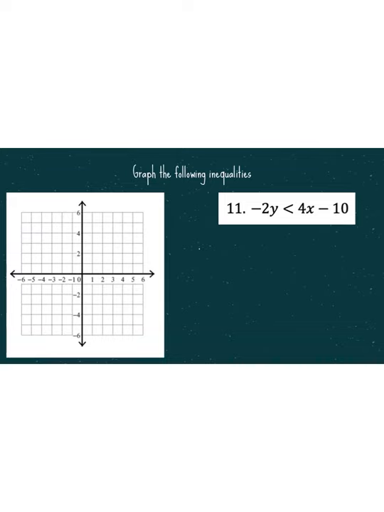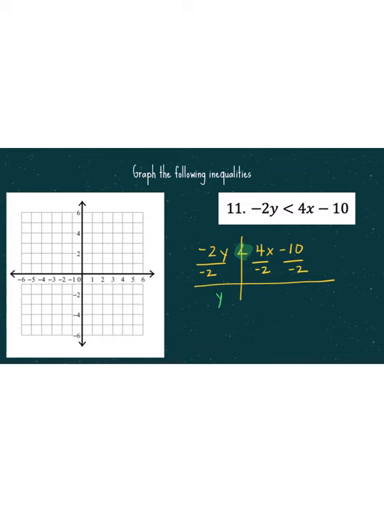Okay, number 11, we have negative 2y is less than 4x minus 10. Okay, so we don't have y by itself, so we got to start by getting y by itself. So negative 2y is less than 4x minus 10. Okay, this is saying negative 2 times y. So the opposite of multiply is divide. So I'm going to divide by negative 2 here, divide by negative 2 here, and divide by negative 2 here. Okay, remember when you divide by a negative, you have to flip your inequality symbol. So that inequality symbol is now going to go the other way.